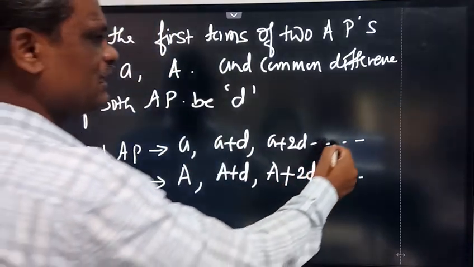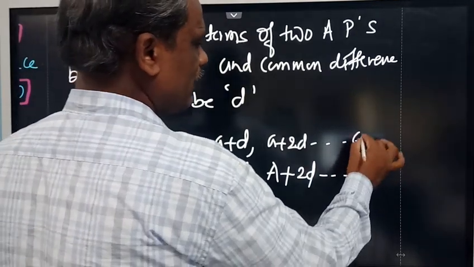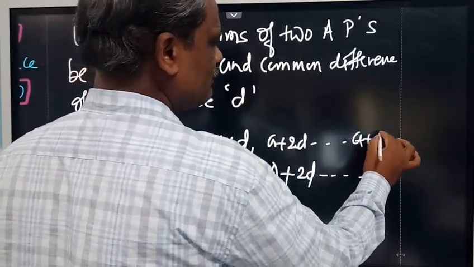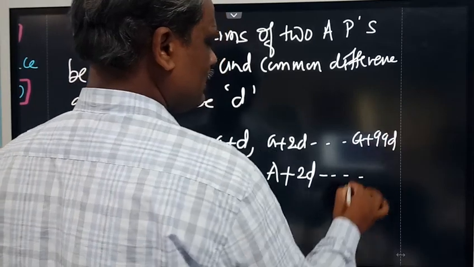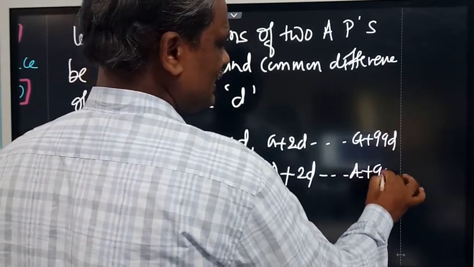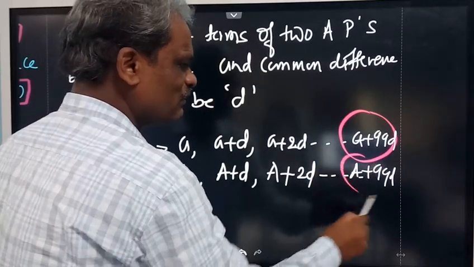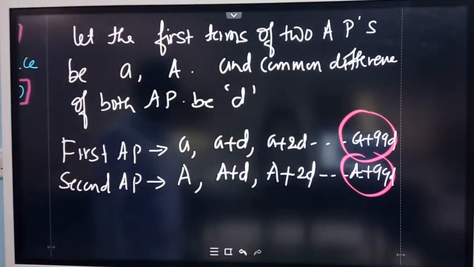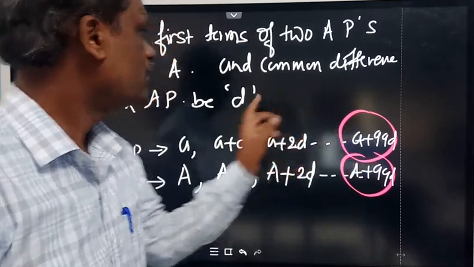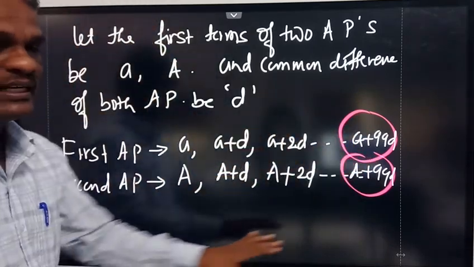And they have given the difference between the 100th terms. So the 100th term is a plus 99d, and here it will be A plus 99d. This difference is given. So now let us use this relation. The difference between their 100th terms is given.